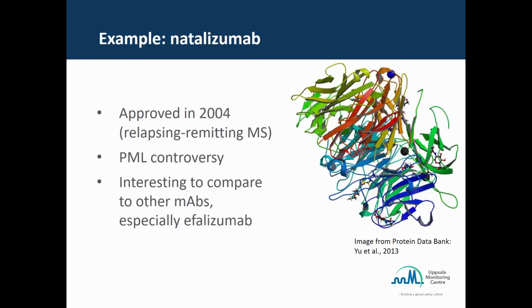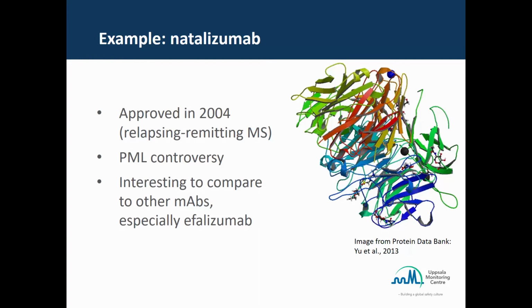So the example that I will use to illustrate this approach is natalizumab, which is an immunomodulating monoclonal antibody that was first approved in 2004 for relapsing-remitting multiple sclerosis. Sometime after its approval, there was a controversy, since it was found at that point that natalizumab actually increases the risk for something called progressive multifocal leukoencephalopathy, or simply PML. And natalizumab was actually allowed to stay on the market despite this finding.